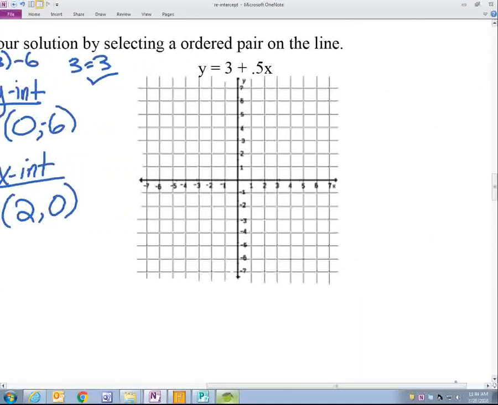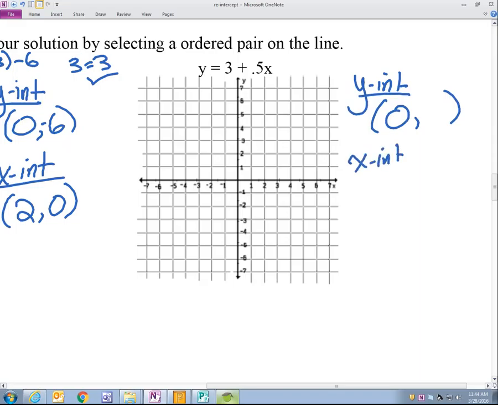Now the other one that we did, my y-intercept, my x-intercept. I always know that the other coordinate is going to be 0. So what was my y-intercept for 3 plus 0.5x that we found in the previous pages of our notes? 3. And the x-intercept? Negative 6. It's just above what we just did.